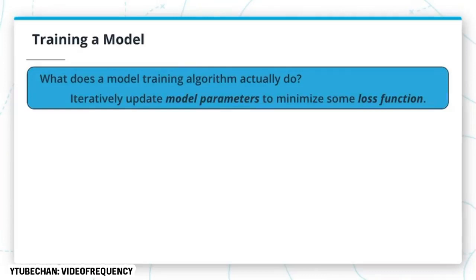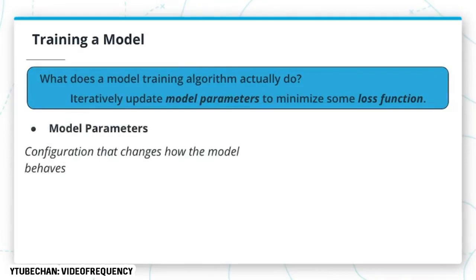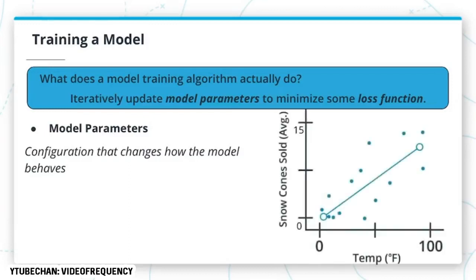Let's unpack that one. Model parameters are settings, knobs, or configurations that the training algorithm can update to change how the model behaves. Depending on context, you'll also hear other more specific terms used to describe model parameters, such as weights or biases. Taking a look at this snow cone example, since we were trying to fit a linear function to this data, the parameters would be the orientation and location of the line.